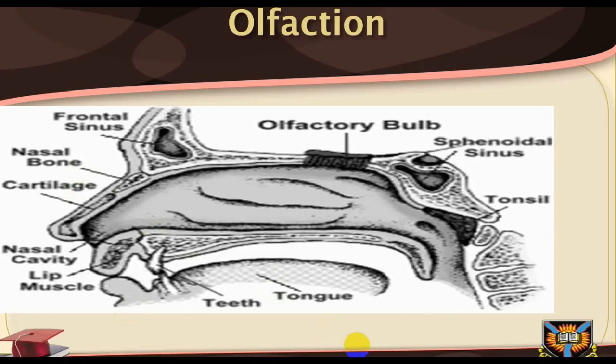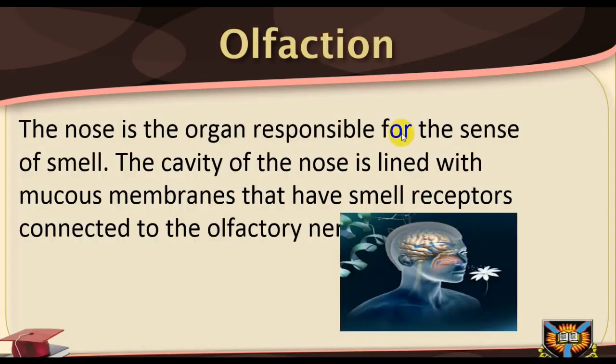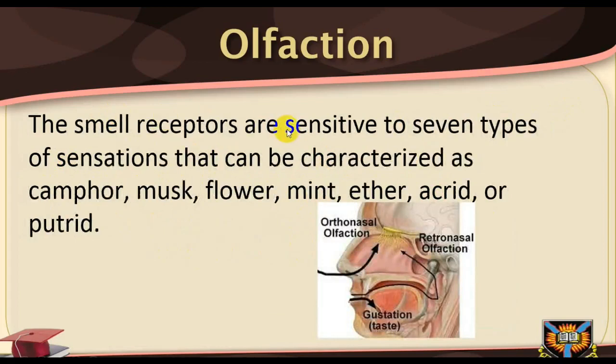Olfaction. The nose is the organ responsible for the sense of smell. The cavity of the nose is lined with mucous membranes that have smell receptors connected to the olfactory nerve. The smells themselves consist of vapors of various substances. The smell receptors interact with the molecules of these vapors and transmit their sensations to the brain.